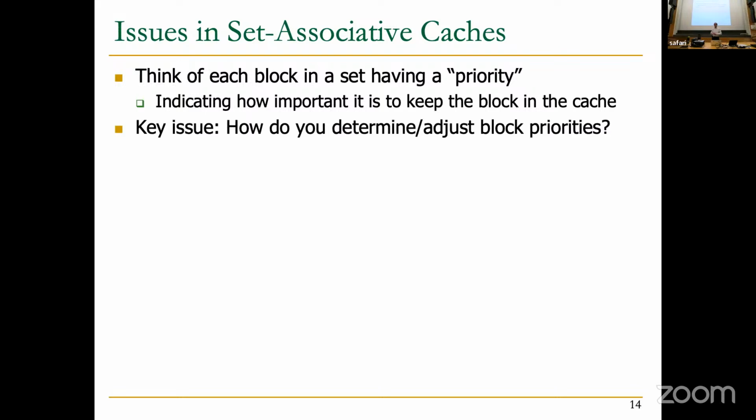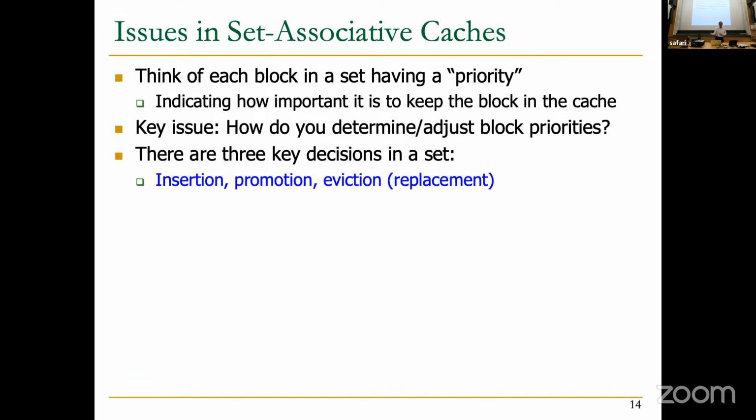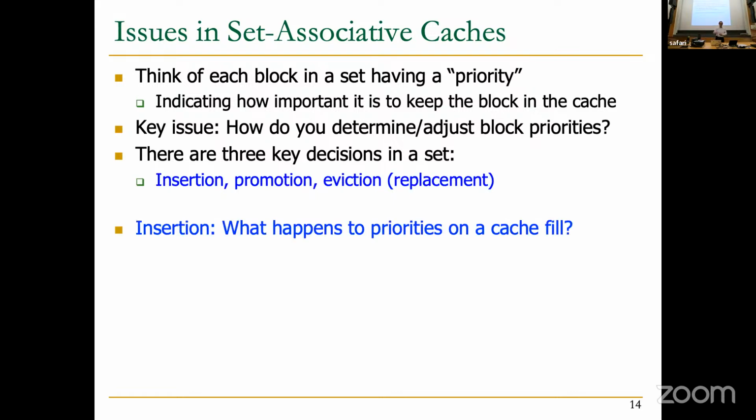And the key issue in set associative cache management is how do you determine and adjust the priorities of the blocks, essentially. So there are 3 key decisions that you make in a set. And this is actually isolated to a set because the blocks that map to that set are managed together. They don't conflict with the other blocks that are in different sets, different indices. And these can be categorized as insertion, promotion, and eviction. What happens when you insert the block into the cache? That's the first one. Meaning when you fill the cache with a given block.